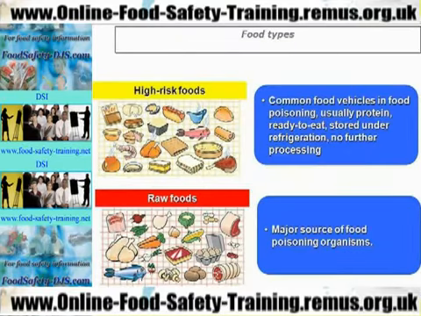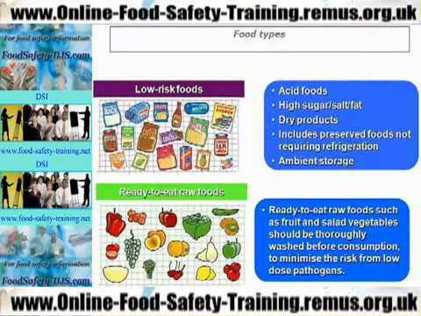Let's have a look at the different types of food. First of all, high-risk food. This is the major source of nutrients for food poisoning bacteria. They're common food vehicles of food poisoning, usually protein, ready to eat, stored under refrigeration, and no further processing is required. So you can eat them as they are. Raw foods, they're a major source of food poisoning organisms.